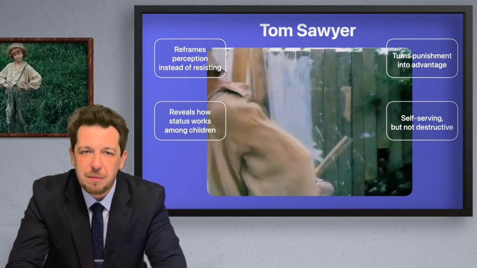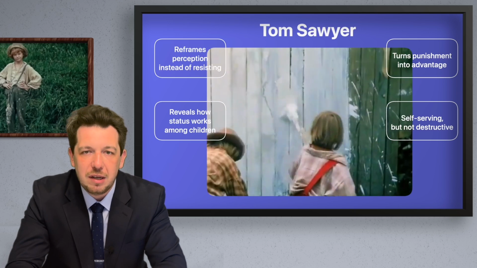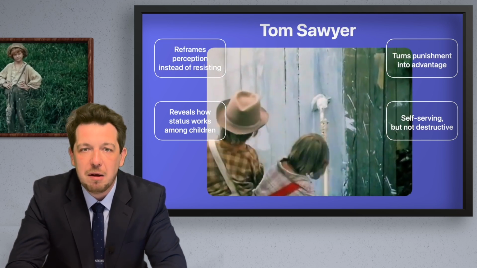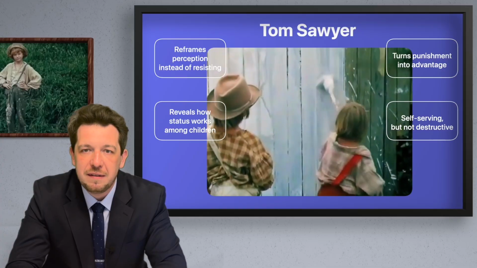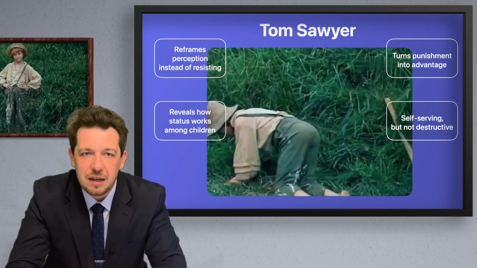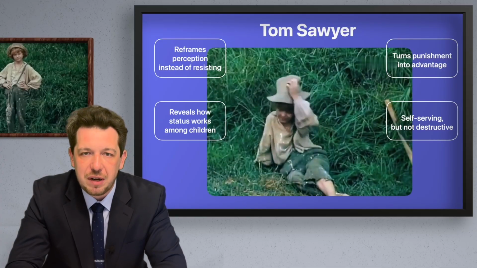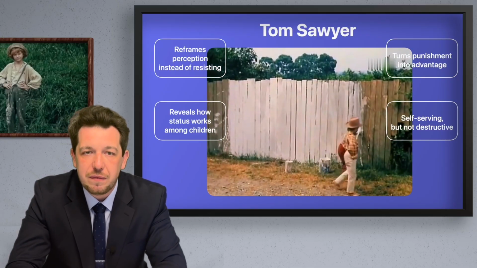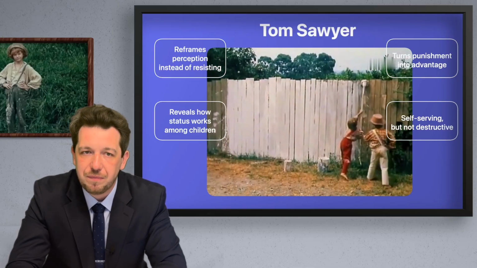Moral ambiguity. Is Tom admirable? He manipulates friends, he lies, he profits from deception, but he doesn't harm anyone. The boys participate willingly. The system is rigid and arbitrary. He exists in the classic trickster grey zone, self-serving but not destructive.